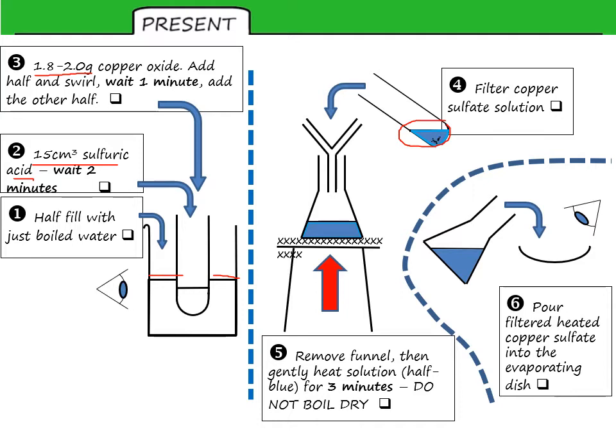So in order to remove the copper oxide, I'm going to use filtration. So I've got a funnel and filter paper set up here. And if we filter that solution, the copper oxide will get stuck in the filter paper. That is our residue. And the filtrate running through is our copper sulfate solution, and we can collect that in the conical flask.